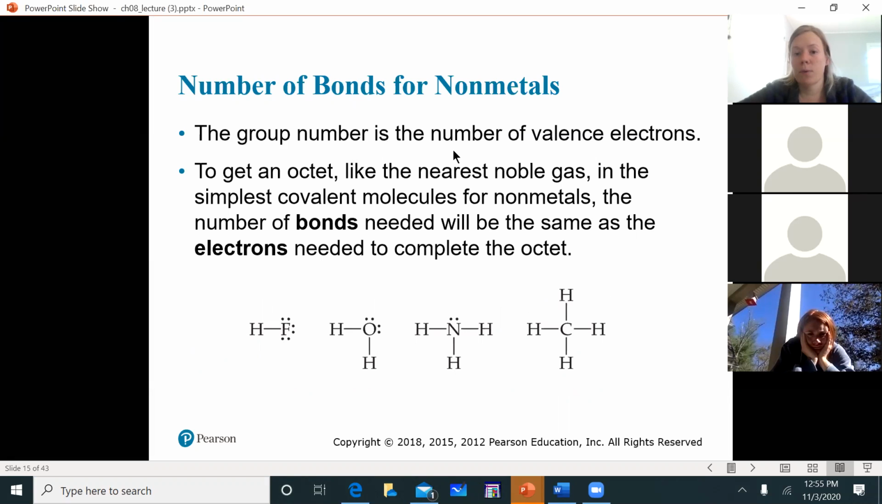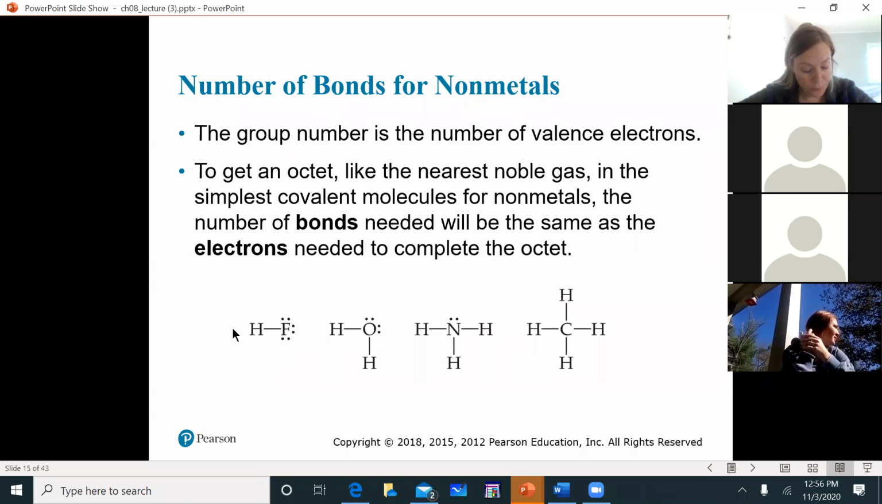Whatever group number you're in is the number of valence electrons that the element is going to bring to the table. When we're trying to make these structures, the first thing you want to do is add up how many electrons you have to play around with. Hydrogen brings 1 valence electron to the table. In this picture here, fluorine brings 7 valence electrons. So I have a total of 8 valence electrons to mess around with.